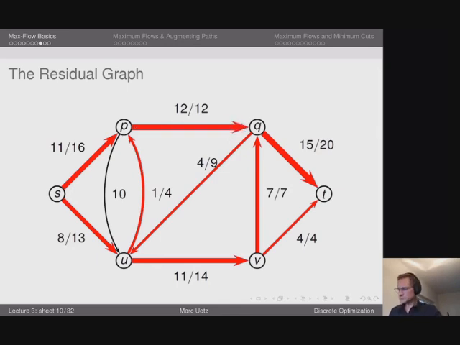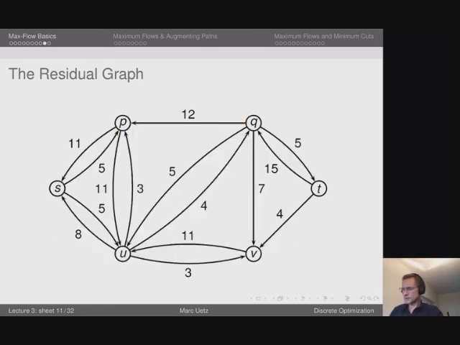But notice one thing. If I'm actually sending 12 units from P to Q, in the opposite direction I suddenly get a residual capacity, because I could decrease the flow value in the direction from P to Q, and that would mean increasing the flow value in the opposite direction. Okay, so here is the corresponding residual graph for the given flow that I showed you on the previous slide.